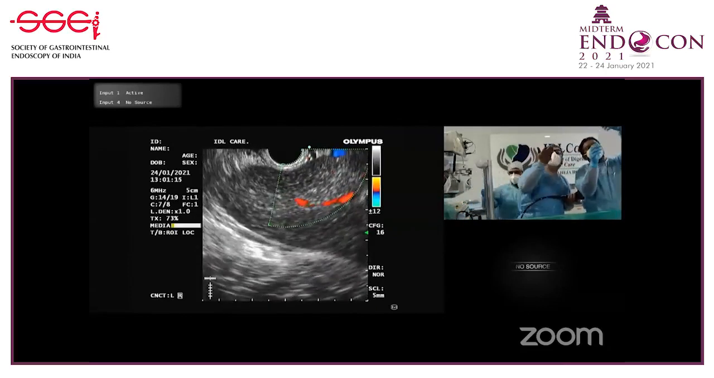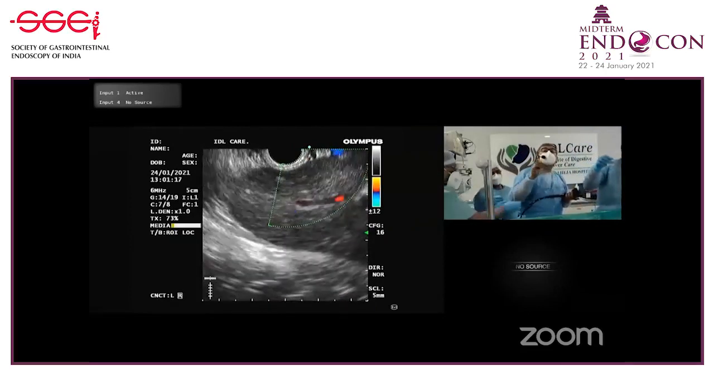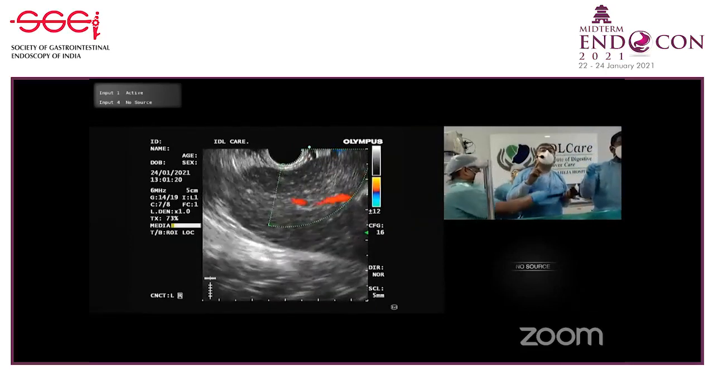So it is about a 1.2, 1.3 centimeter core that we have got. Very nice core.